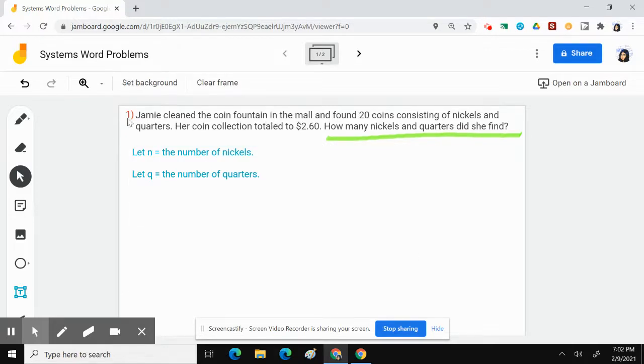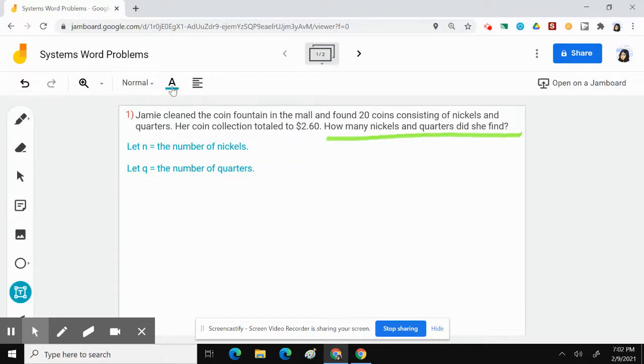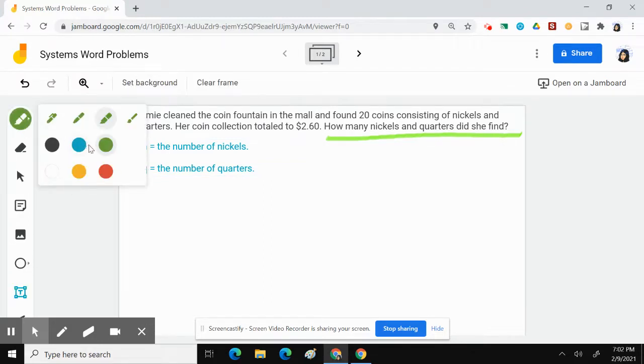Okay. So now that we have our let statement, we're going to try to make a system of equations. One key piece of information that we have is we know that she cleaned the coin fountain in the mall and found 20 coins. Now, the problem is they didn't tell us how many nickels and how many quarters there were, right? So she could have had, hypothetically, 19 nickels and one quarter. She could have had 10 nickels and 10 quarters, but we want to figure out that combination that's going to also total to this amount.